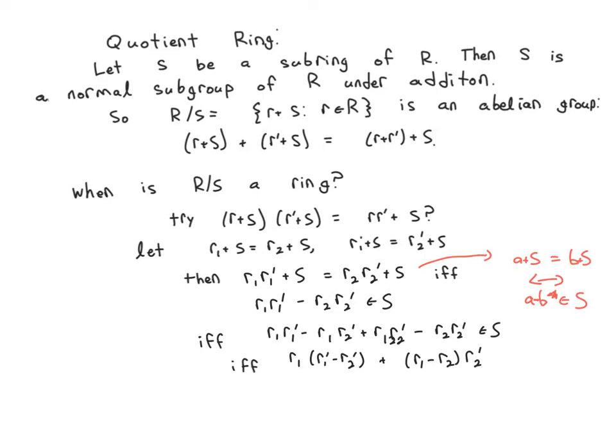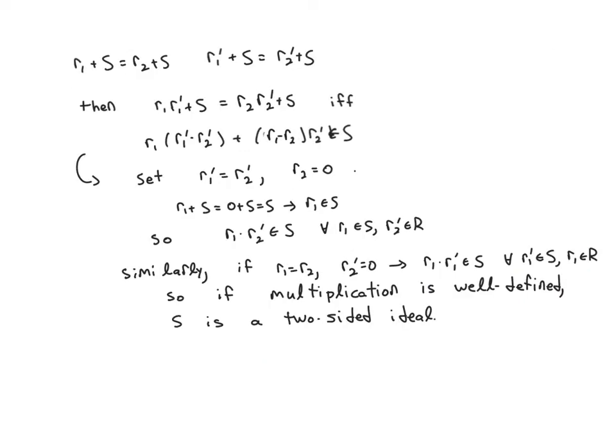This difference is a little hard to work with, so the sneaky trick is to cleverly add and subtract r1 r2 prime. Why? Because in this first term you can factor out a common factor of r1, and in the second term you can factor out a common factor of r2 prime. And so we see, given two equal cosets and another pair of two equal cosets, we get a well-defined product if and only if this crazy expression is an element in our subring.